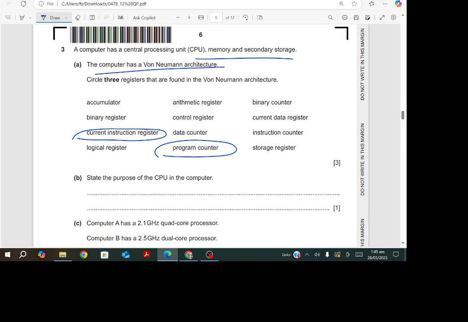So just to recall, what other register is involved in von Neumann architecture to hold the temporary results of data and calculations? What was that? Accumulator register, because accumulator register acts as a base location for holding the data temporarily.